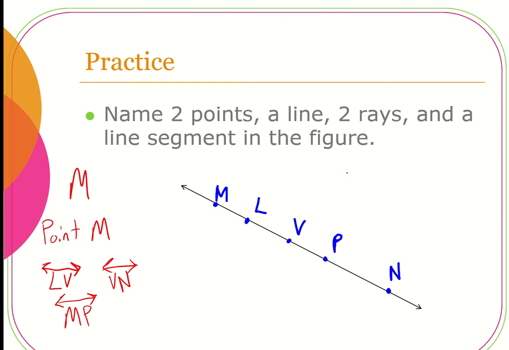Now, what you shouldn't have done is this. Let's say you had LP as a line segment. That would have been fine. But then if you said PL, that's not a good enough choice for two line segments. Why? That's the same line segment. So that is just naming one line segment.